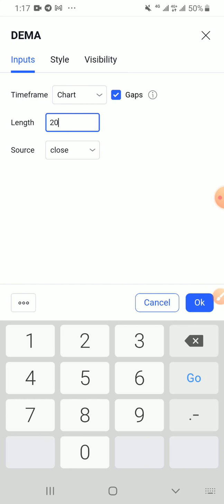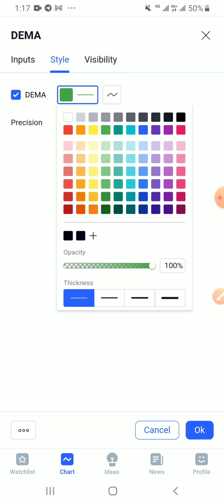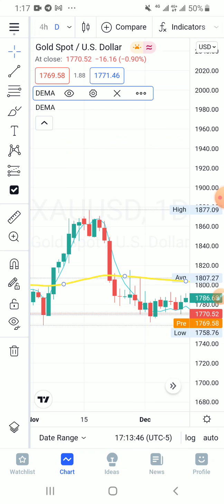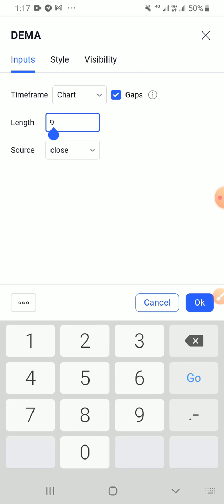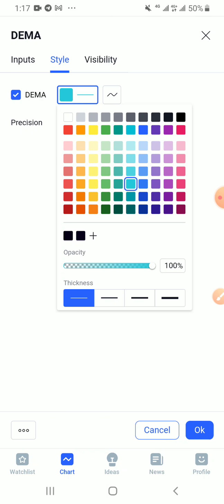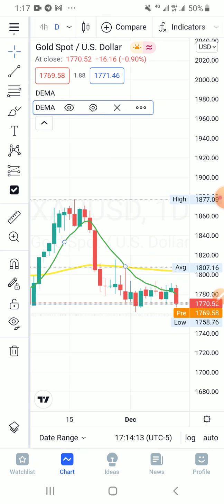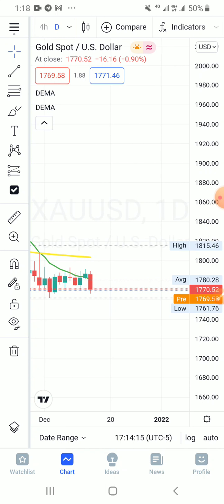This must be 200, and the color must be yellow. So that is the 200, the yellow. Now let me also have EMA 21. This is EMA 21, and the color must be green, full green. And then let me have this tick number.